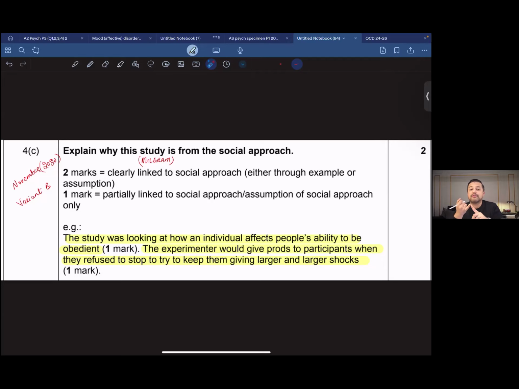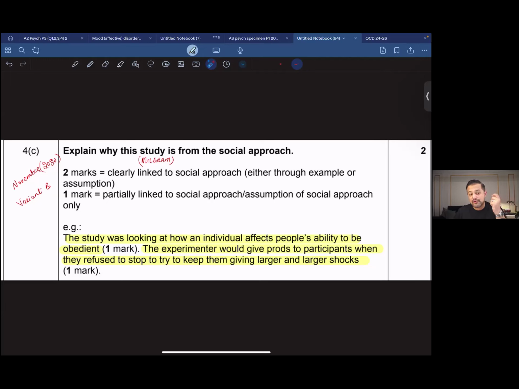To begin with, the first one is application of psychology to everyday life. The second one is the nature versus nurture debate. The third one is individual versus situational explanation. The fourth one is the usage of children in psychological research, and the fifth one is using animals in psychological research. So without any further ado, let's start off with this question that we have in front of us.